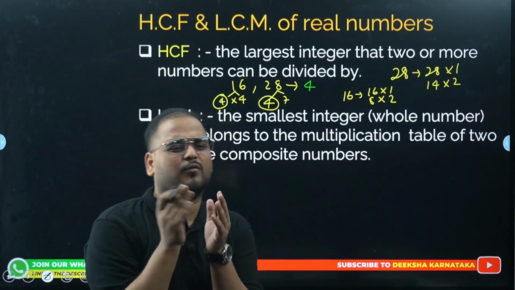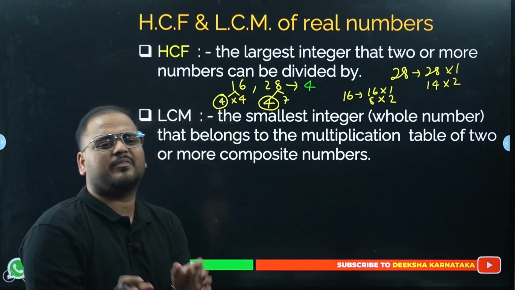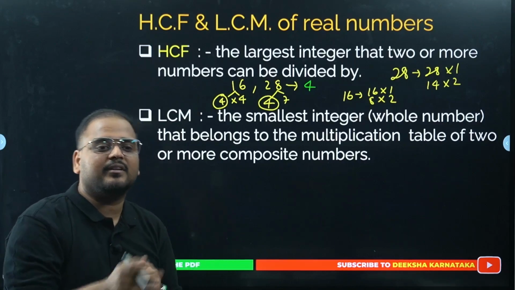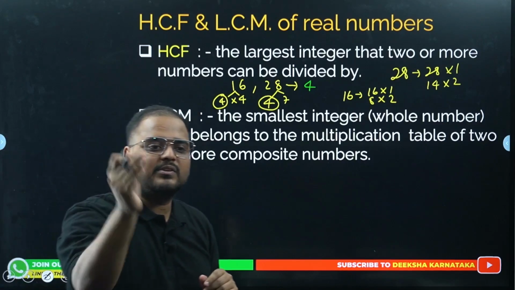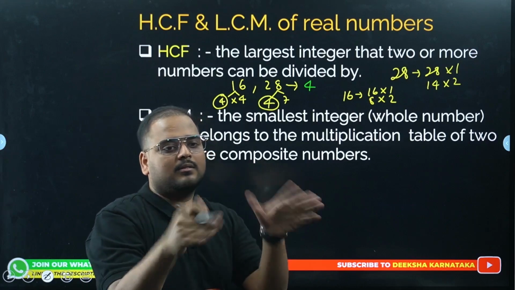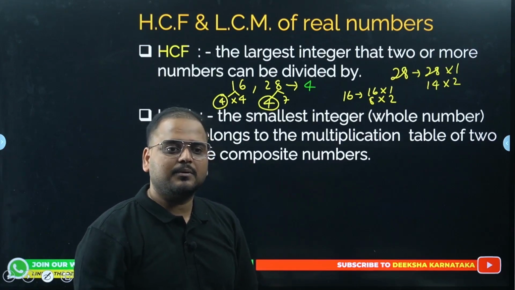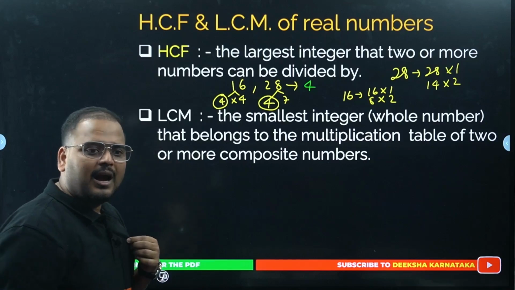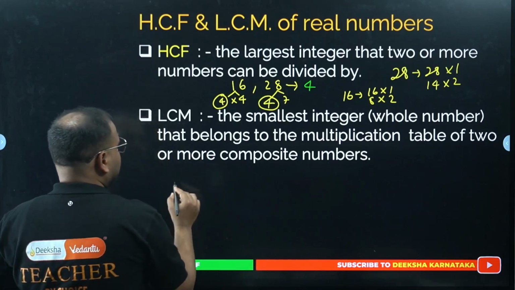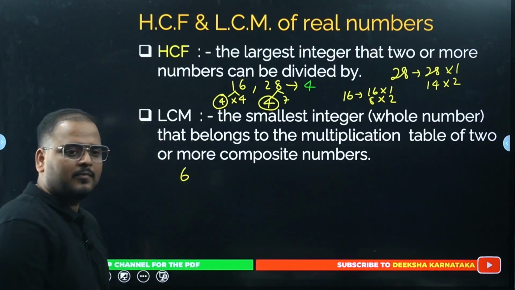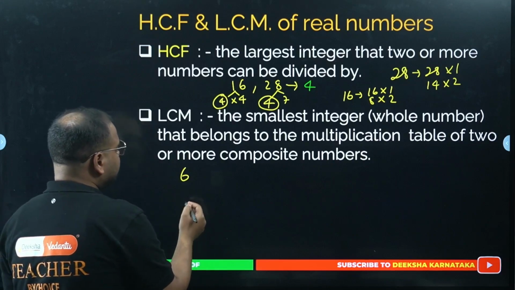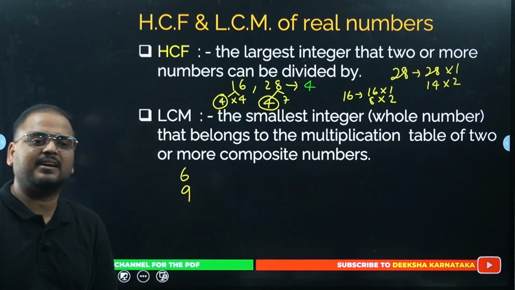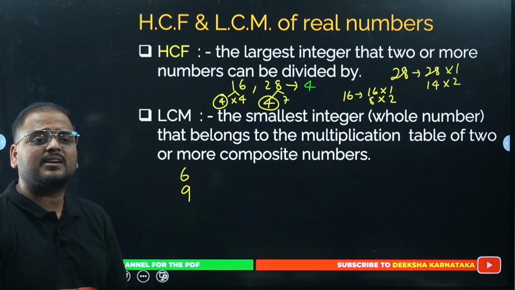LCM, simplest, you have all learned, na? We'll try to simplify in the same way that you have all learned. Write the table of any numbers given. Whichever is the first common multiple, that's the lowest common multiple. LCM is lowest common multiple. So if I take 2 numbers, let's take 6 and 9. What is the LCM of 6 and 9, sir?